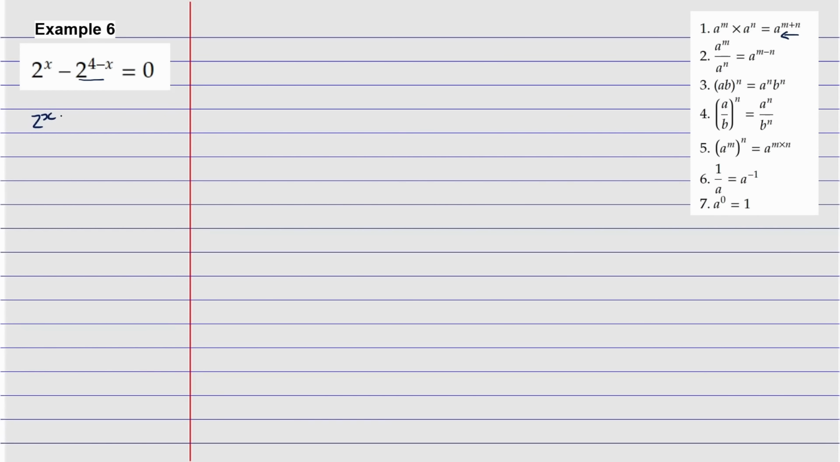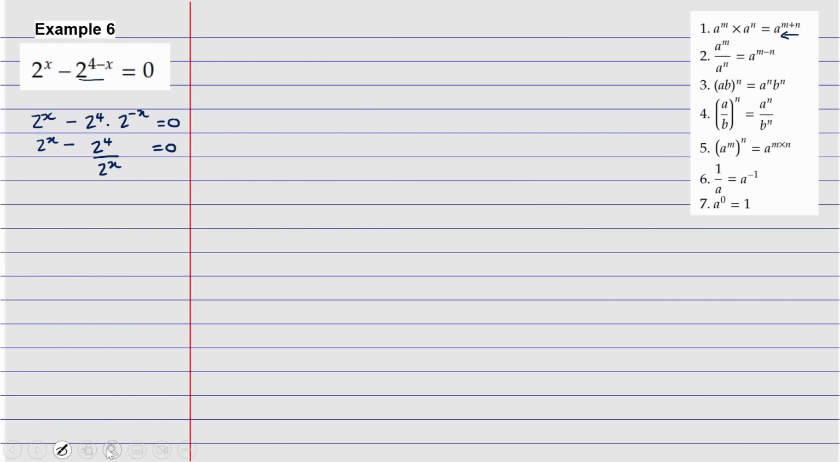So it's going to be 2 to the power x minus 2 to the power 4 multiplied by 2 to the power negative x is equal to 0. We never want to deal with negative exponents, so I'm going to take it to the denominator. So it's going to be 2 to the power x minus 2 to the power 4 divided by 2 to the power x is equal to 0.